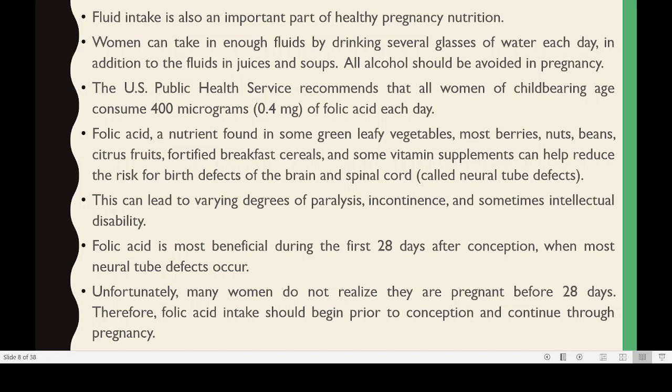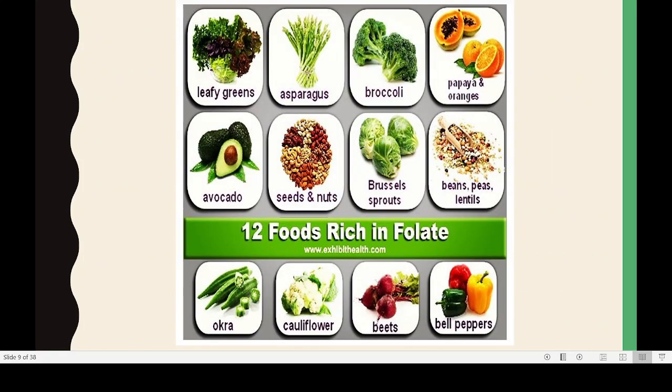Unfortunately, most women do not realize that they are pregnant before 28 days. So that is the reason. Taking folic acid should begin prior to conception, prior to the pregnancy, and continue throughout the pregnancy. So that is the advantage and importance of folic acid.